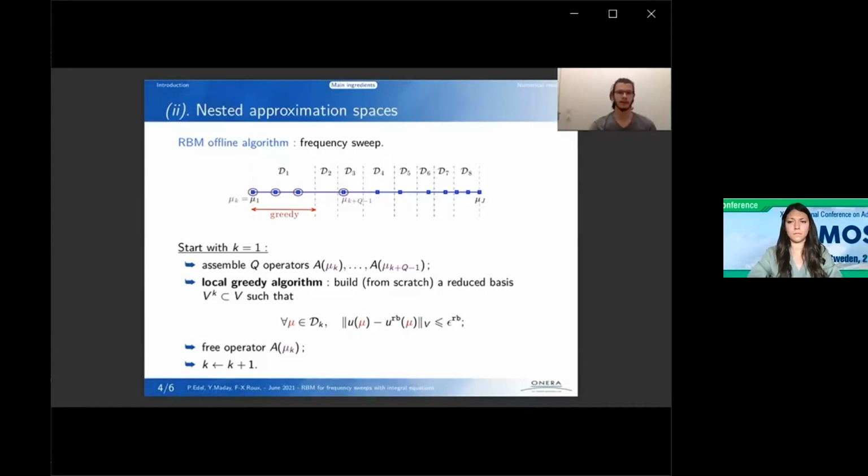We then move to the second subdomain, k equals 2. We just need one operator assembly in order to have the q operators involved in the local affine approximation over this subdomain. As before, we can perform a local greedy algorithm over the subdomain, but rather than starting back from scratch, we now enrich the existing reduced basis until the prescribed tolerance is reached. And we proceed in this way until all subdomains have been dealt with.